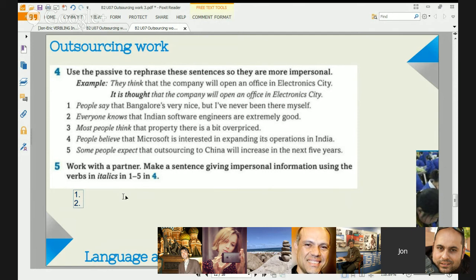But this one is easy because the example, you can just copy the example and it will never be wrong. Look at the example. They think, it is thought. Everyone knows. So? It is known. That is exactly right. It is known that Indian software engineers are extremely good.